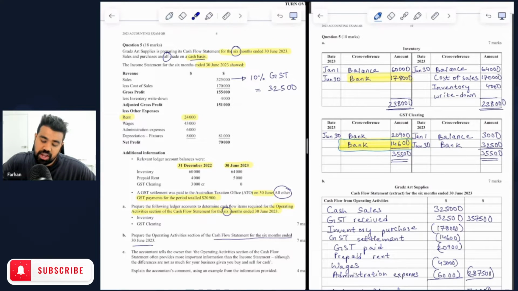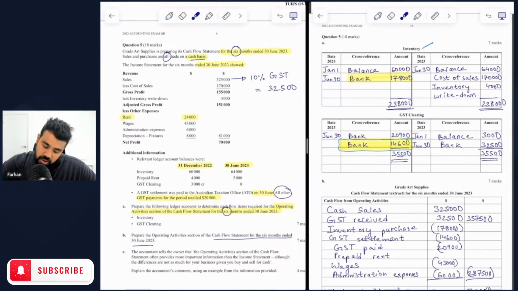Now, inventory is a current asset account for the business. All assets by default are debited, which means when assets go up or when they increase, we debit it. When assets go down, we credit them. Also, the opening balance of all assets must be on the debit side within the ledger account itself, which means the closing balance of the asset must be on the credit side.